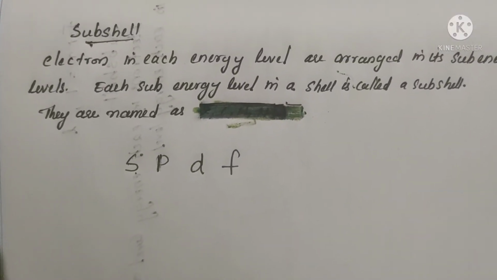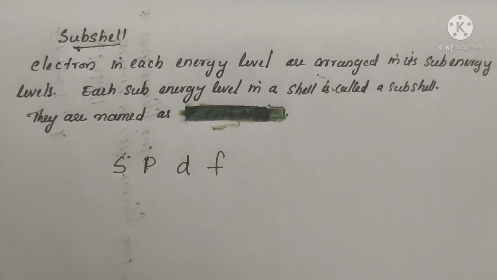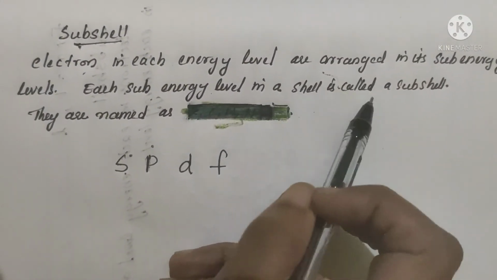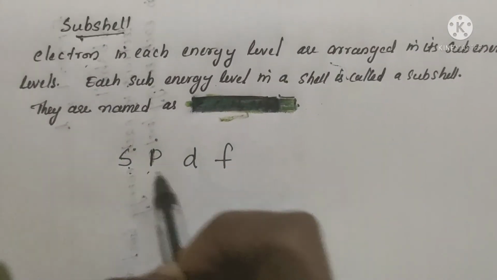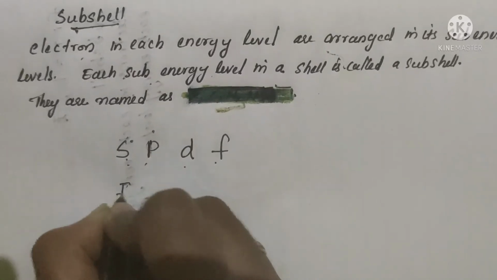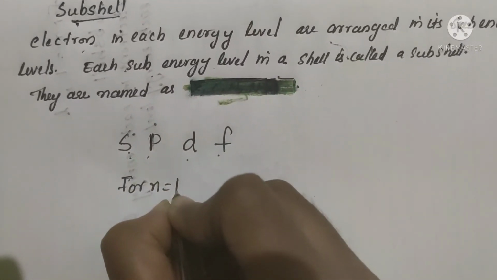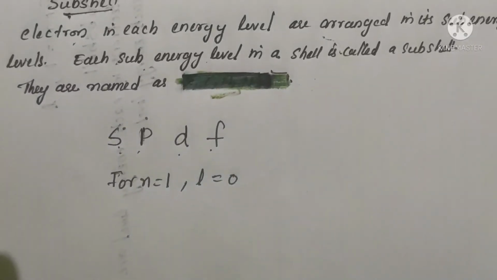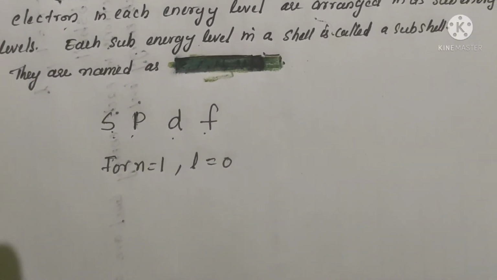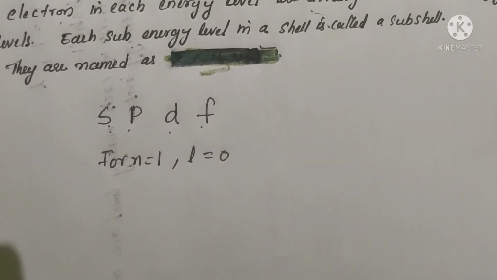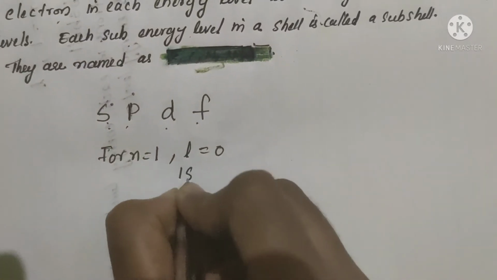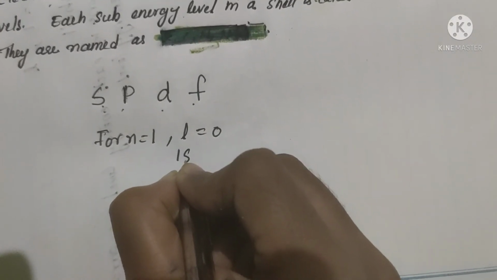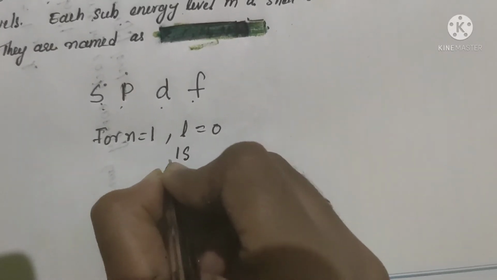What is a subshell? Electrons in each energy level are arranged in sub-energy levels. Each sub-energy level in a shell is called a subshell. They are named as S, P, D and F. For n equals 1, L can have only one value, that is 0. Thus the first main energy level or shell consists of only one subshell, that is 1s or 1s orbital. Thus the electrons belonging to the first energy level can be present only in the 1s subshell.